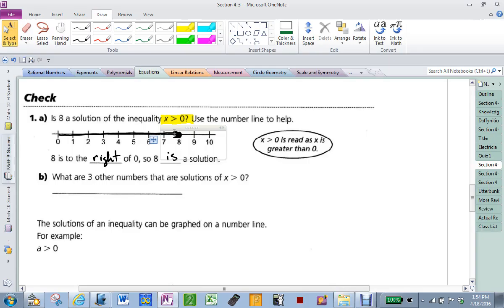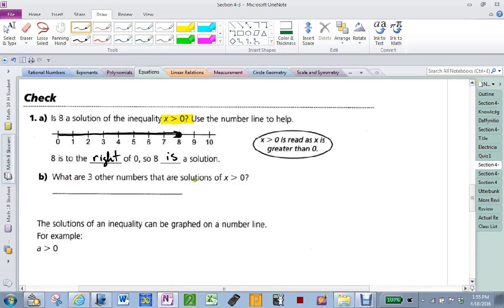In an equality, how many answers are there? One. In an inequality, how many answers are there? More. How many answers are there? Infinite. Because how far does that number line go? Infinity. And every single number that is to the right of 0 is a solution. Does everyone understand that? That means that there's so many solutions. Does everyone understand that? Yeah.